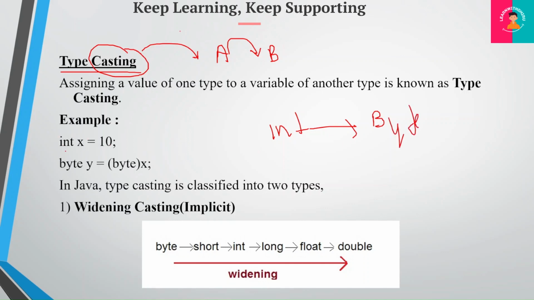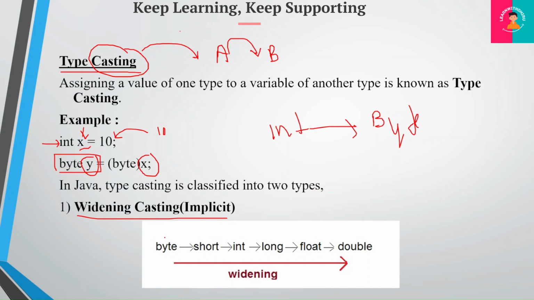Here you can see there is one integer x. This is the variable name, and this is the value assigned to it, that is 10. And there is one more, byte y equal to byte x. So I'm converting my x variable into a byte, and I'm storing it in y. In Java, typecasting can be classified into two types. First is widening, which happens implicitly.